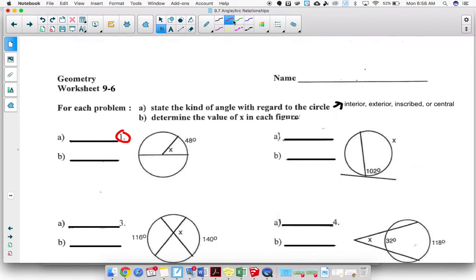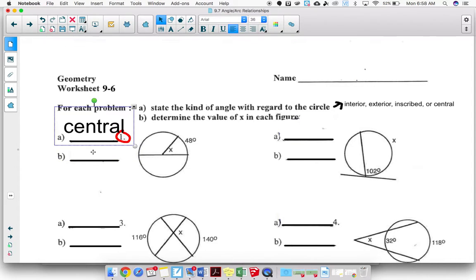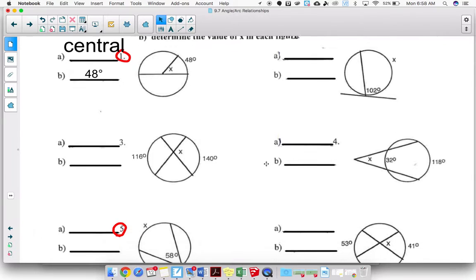Let's see, number 1, you're going to use this idea that the central angle is the same as the arc. The directions say which kind is it. For part A, I'm going to say it's a central angle. And then they also want you to solve it. There's not a lot of thinking here. It's exactly the same degree as the arc. So that's 48 degrees.